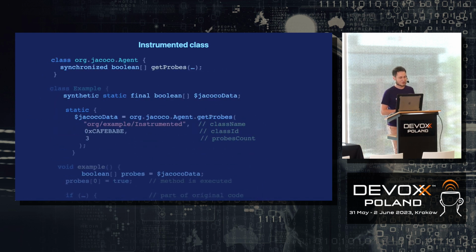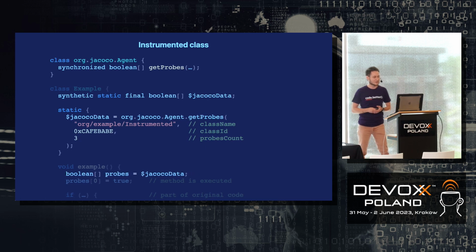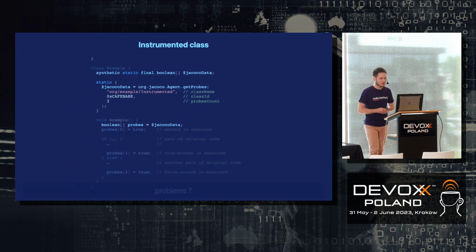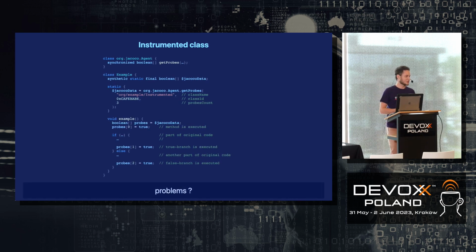Well, we need to call our runtime, our agent, and ask, hey, could you please give me probes for the given class name? I would like an array of the size, how many probes I want, 3 in this case. And here is the class identifier, which is just some checksum of the class. Why do we need the class identifier? Because the same JVM instance might contain multiple classes with the same name but different content, because they can be loaded by different class loaders. So here is how we obtain this array of probes. Do you see problems with this approach?